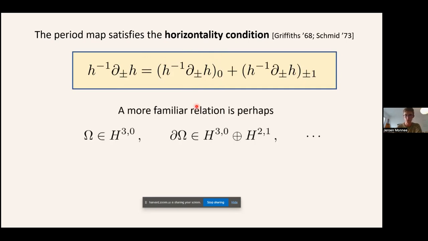And actually, you probably all know this relation, but in a very different way. So you all know that if you take the holomorphic (3,0) form and you take a holomorphic derivative, then you end up in H^{3,0} plus H^{2,1}. So this is saying that taking a holomorphic derivative can either keep your charge the same, which would correspond to this piece, or it can lower your charge by 1, which corresponds to this piece. Okay?